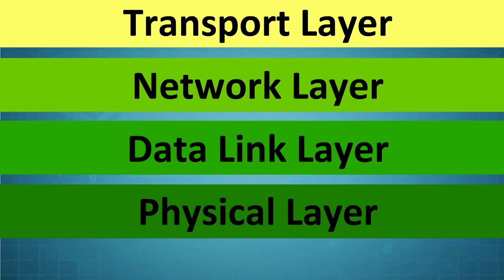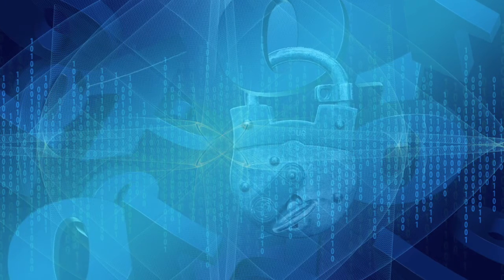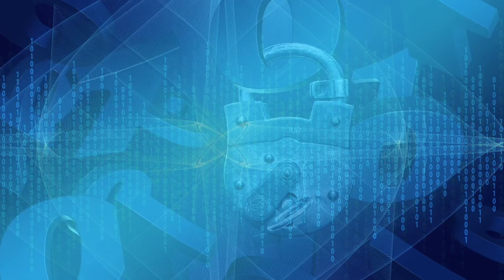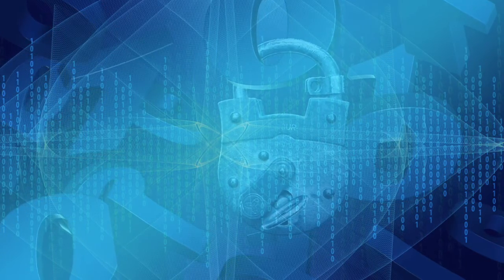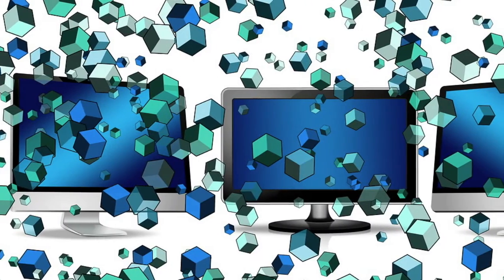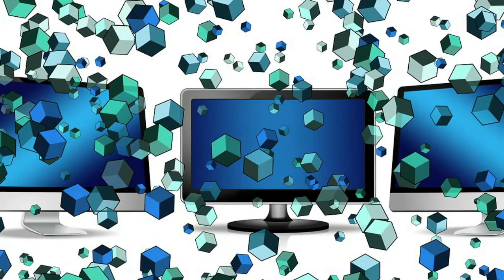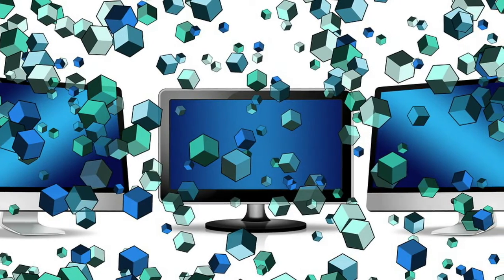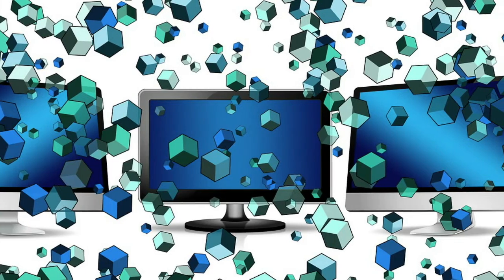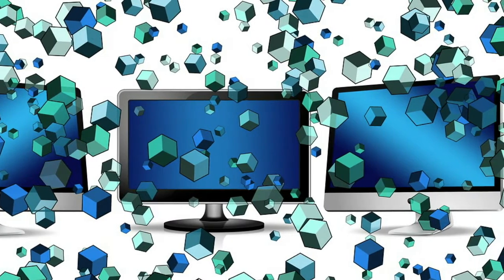Then comes the data link layer. Encoding and decoding of data packets into bits is done at this layer, and the packets are provided reliable transmission by using the services of the physical layer, which is responsible for transmitting bits over the medium.